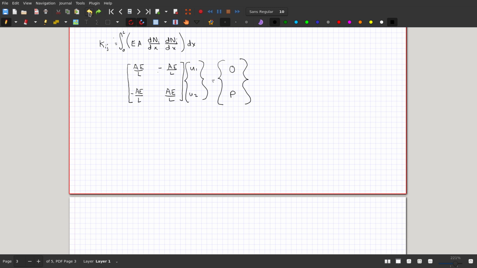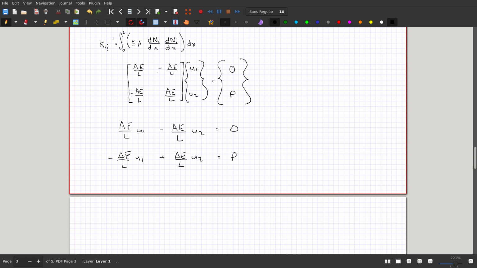If I wrote out the system of equations, I would have AE over L times U1 minus AE over L times U2 equal to 0, and minus AE over L U1 plus AE over L U2 is equal to P. And what I want, U1 has to equal 0, right? So what I want this first equation to read is U1 equal to 0. How do I do that?